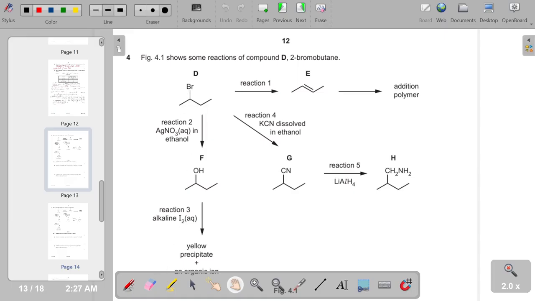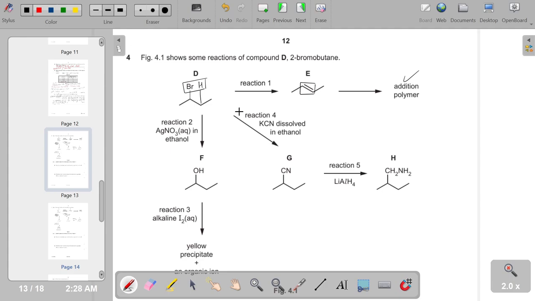So you have this bromine. You can see this bromine double bond. It means one of the hydrogens from here and bromine are removed as HBr. Okay, so they are removing from there. You are getting a double bond here. And this double bond further is making an addition polymer.